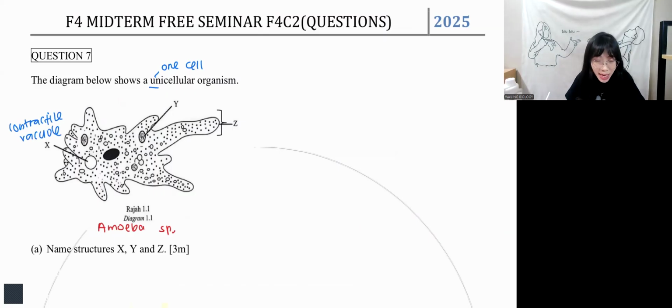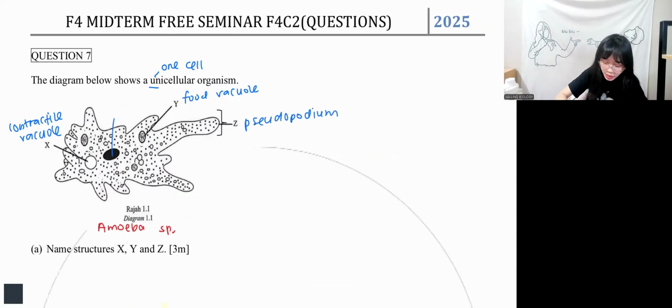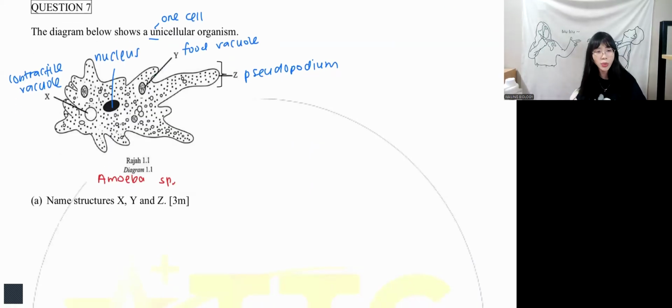What about Y? Can you see this is shaded, but not fully shaded? It's like half shaded. Got food inside. This is a food vacuole. And then Z, they bracket the hands and the legs. It's called pseudopodium, correct? Pseudopodium, okay? And this is a nucleus. So we have the answers for X, Y, Z already.